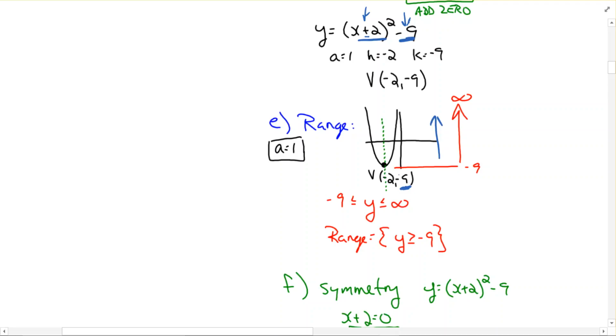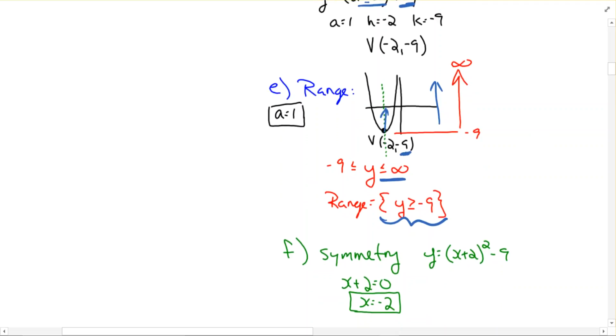And then this part we haven't talked much about, but you could also say it's less than or equal to infinity, just saying that it's everything above, right? Infinity goes on forever, so it's less than that. But the other way you can write it is like this, like what we've done. Y is greater than or equal to negative 9 because it's above negative 9.